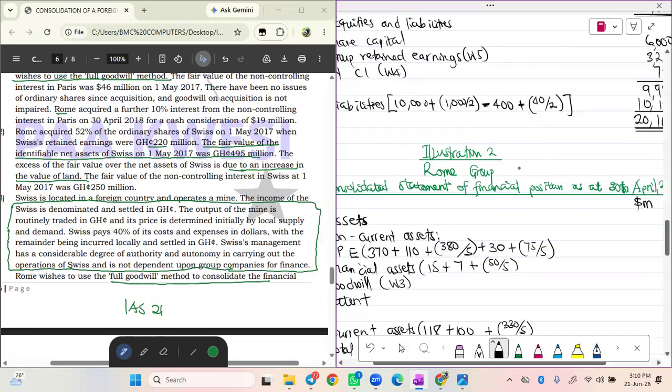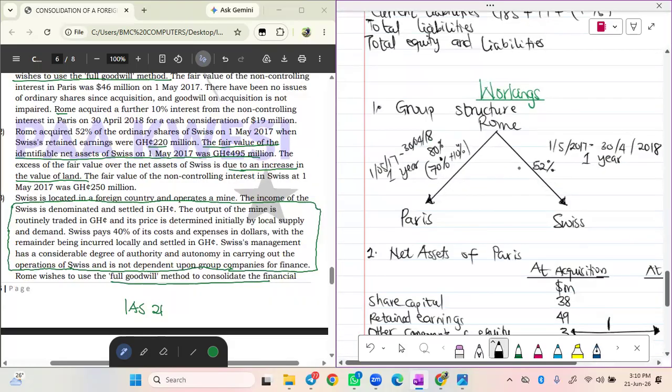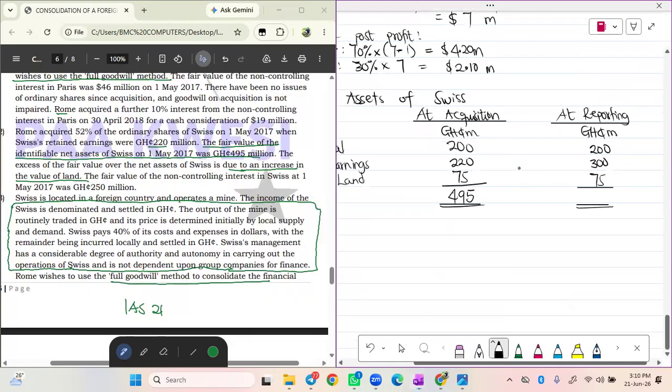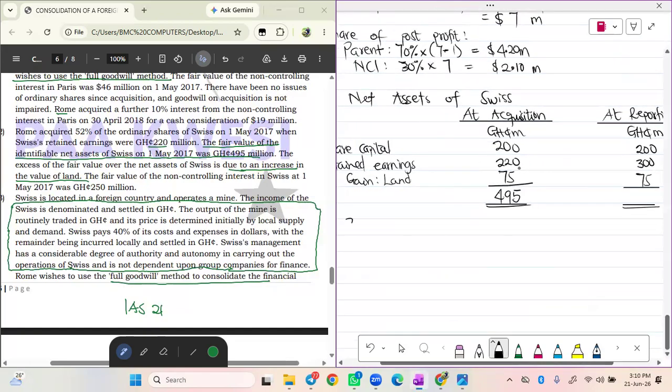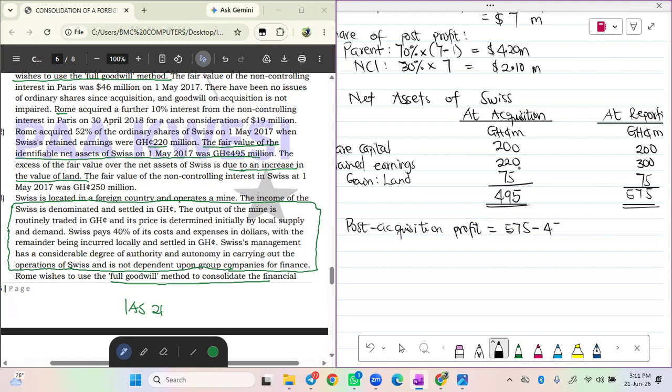Maybe you have some other figures as well. So what are the acquisition and reporting figures? We have acquisition on the left and reporting, 575. So post acquisition profit is 575 minus 495. This one is in cedis. 80. Now, whenever you get this, retranslate the profit.